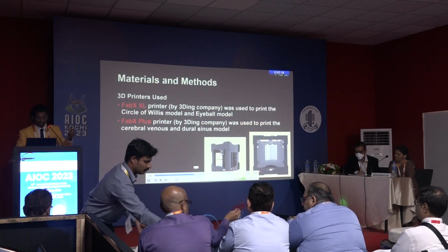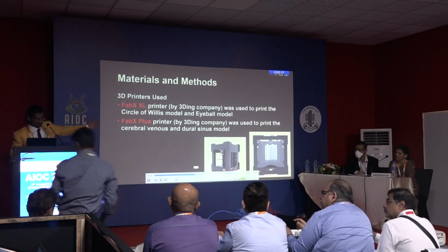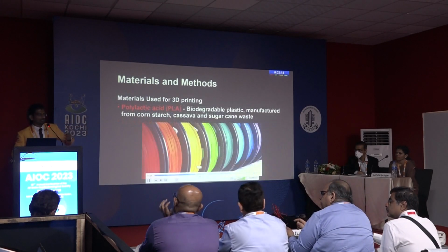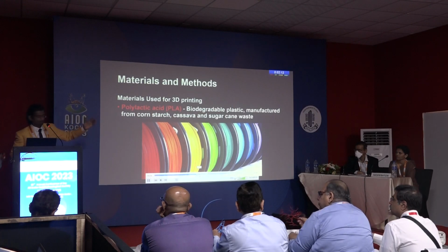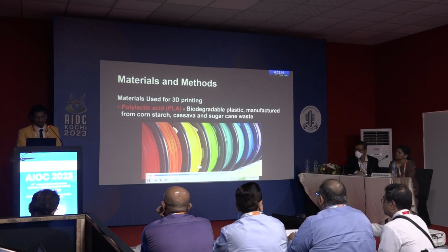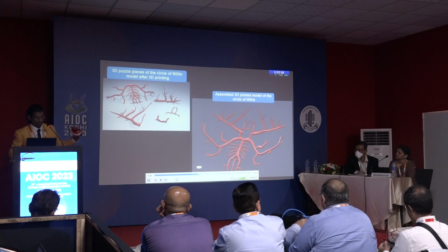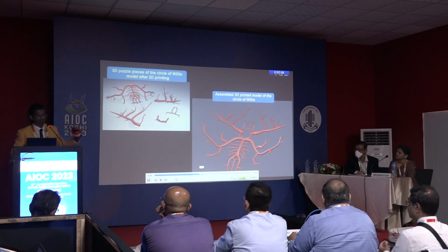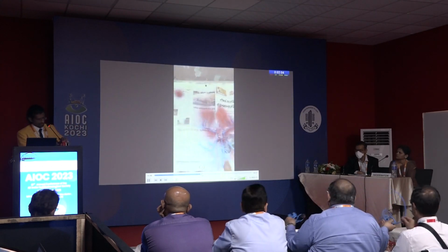Ajay, can you give me the eyeball model? We use the Fab Excel and Fab Plus printers depending on the structures. The cavernous sinus was printed slightly larger, and polylactic acid material was used, and we also printed our own eyeball model. I'll tell you why this is different from the models currently available in the market.